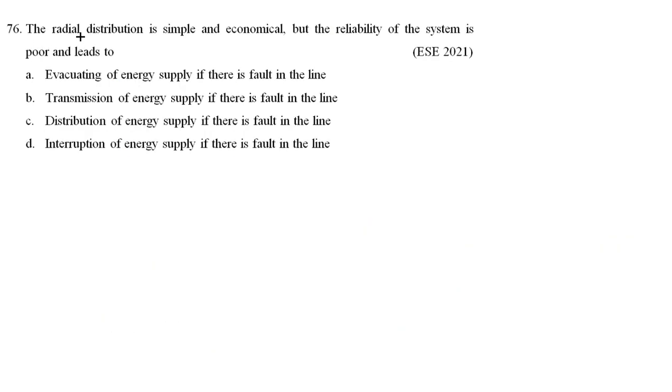Question number 76. The radial distribution is simple and economical, but the reliability of the system is poor and leads to. Now the question is asked on radial distribution. So in the case of radial distribution, if I draw it, this feeder is getting energized only from one end. That is nothing but the radial feeder. So this feeder is getting supply only from one end, from this transformer. So this system is known as a radial system.